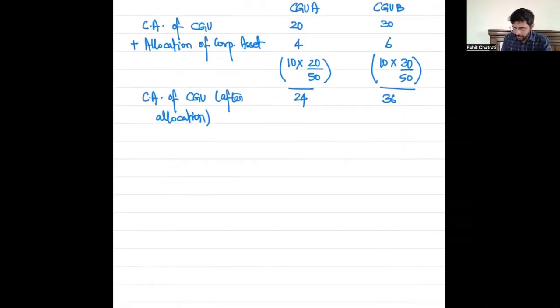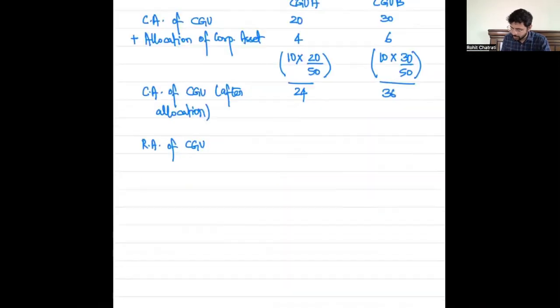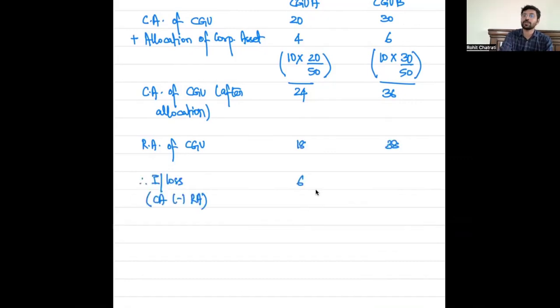Now we will be comparing this with the recoverable amount of the CGUs, which was given as rupees 18 million and 38 million. Therefore, impairment loss is going to be equal to carrying amount less recoverable amount, which in this case is 6 million. And over here, for CGU B the recoverable amount is greater than the carrying amount, and therefore there is going to be no impairment loss.